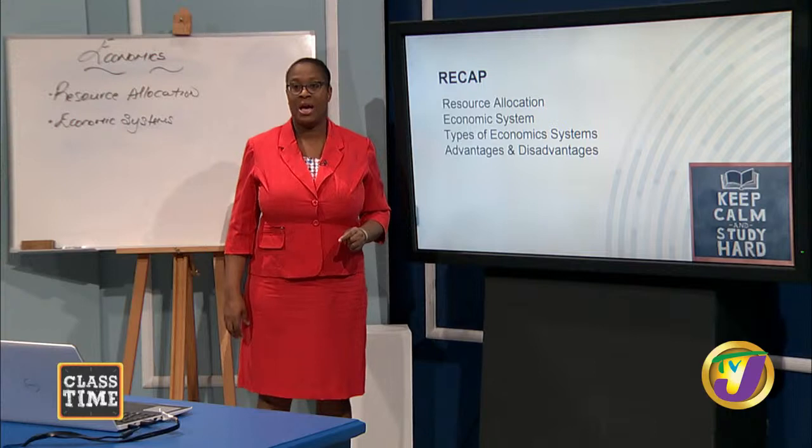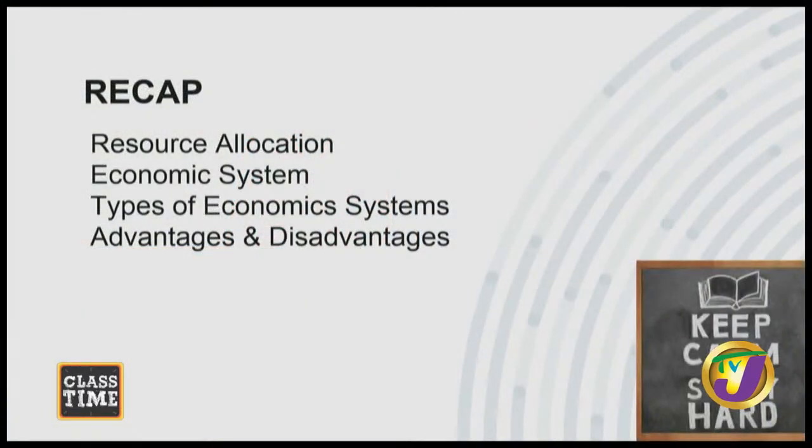So let us recap what it is that we have done today. Today we looked at the term resource allocation. And we said that resource allocation is simply how we divide the factors of production to produce the goods and services that are needed within the economy. And we already know that the resources are scarce and the needs and the wants of a society are infinite. And so the government must choose what they're producing, how they're going to produce, and for whom.